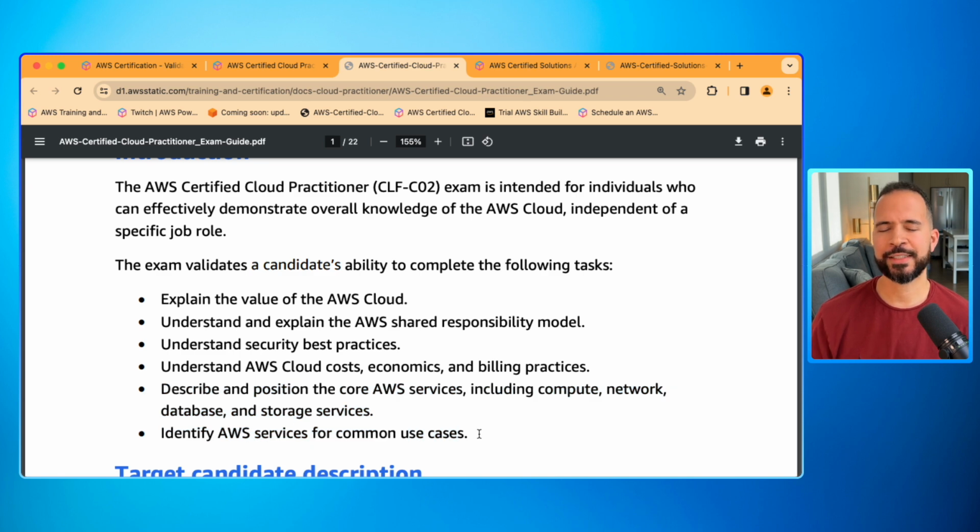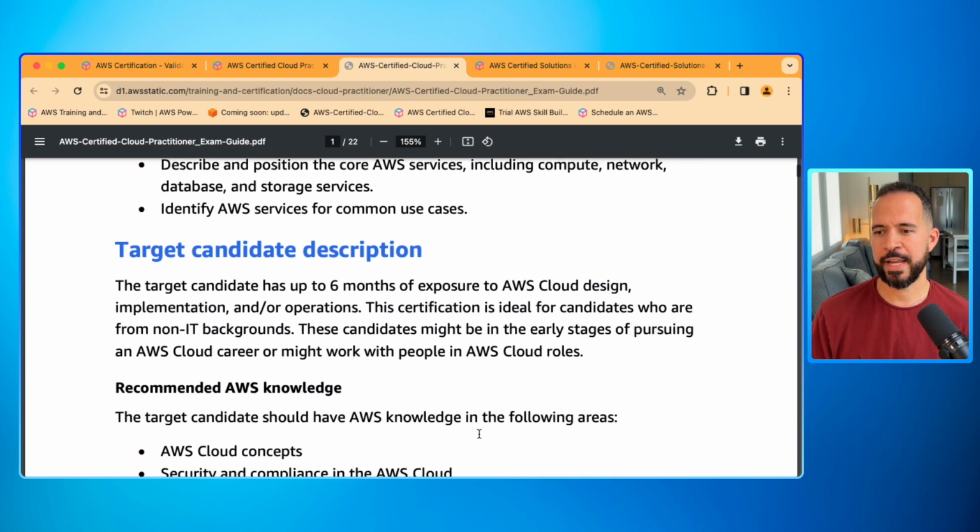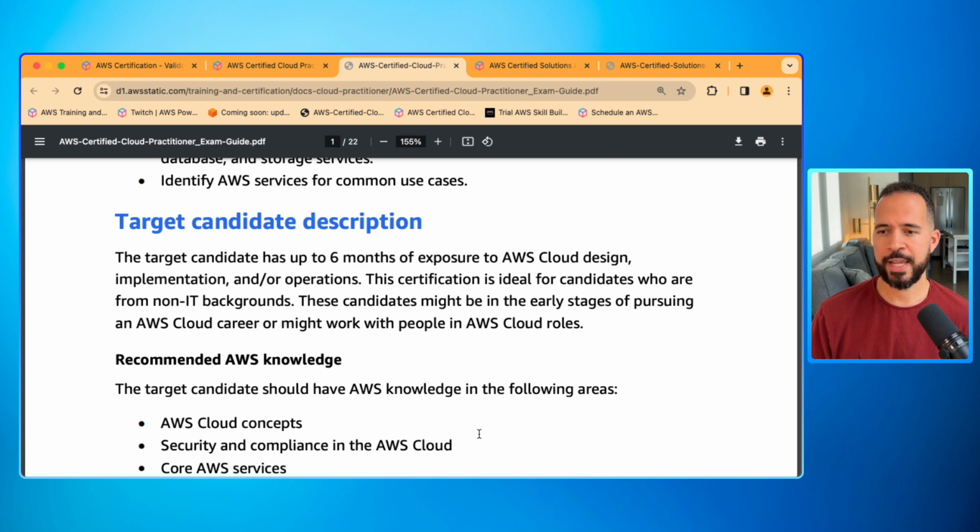Cloud Practitioner is a lot about what does this service do, and it doesn't really get into complex architecture scenarios. Now let's look at the target candidate description. The target candidate has up to 6 months of exposure to AWS cloud design, implementation, or operations. And this certification is ideal for candidates from non-IT backgrounds. So we've seen that again. So if you fall into the category of things like you're new to cloud, you have no IT background, this is going to be a really great certification for you to consider.